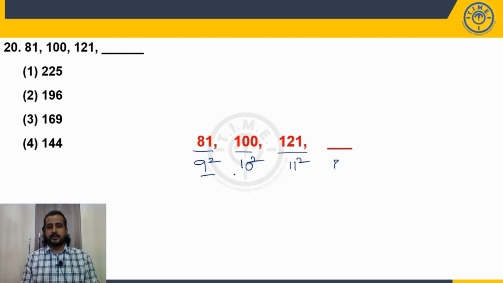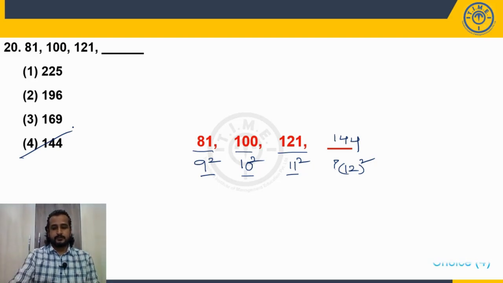Look at this. 9, 10, 11. Consecutive natural numbers. So after 11 will be 12. And the logic is square. 12 square, which is 144. So choice 4 is our answer. 144. Choice 4.